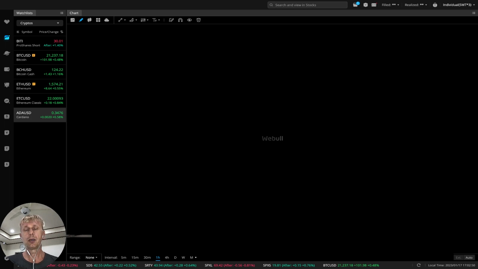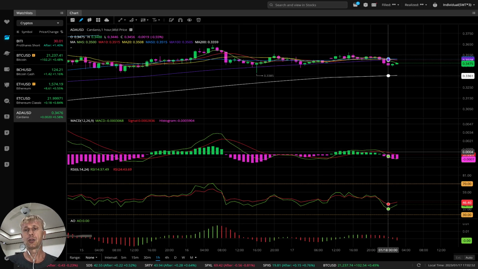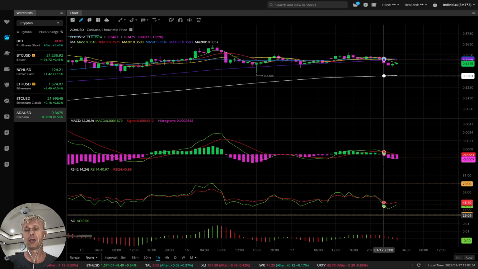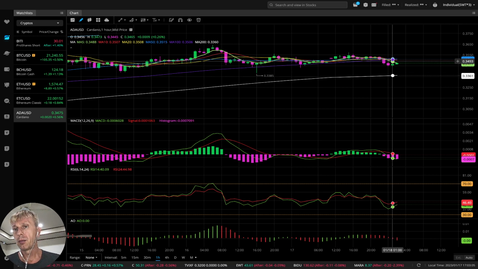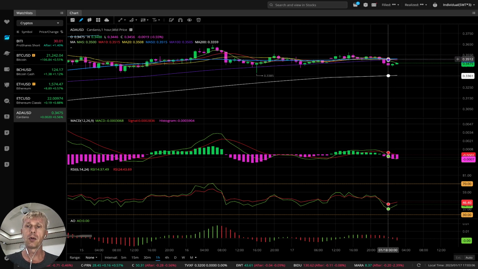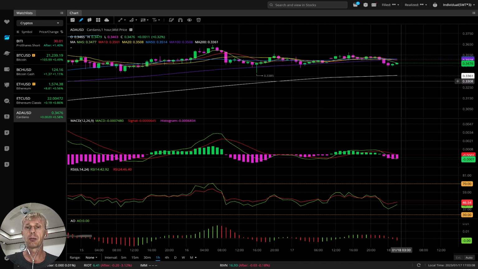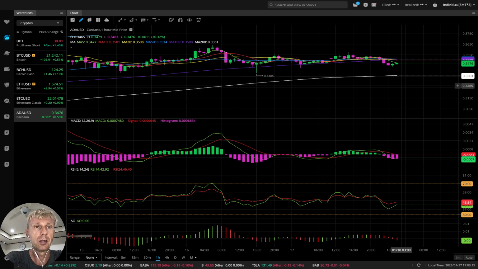On 1 hour, it's also a bearish signal on all indicators. On MACD bearish crossover, RSI bearish crossover, and also oscillator bearish, and it closed below all moving averages except 200. MA5 did bearish crossover over all moving averages except 200. On 1 hour, it's a bearish trend. For ADA and 4 hours, bearish trend.